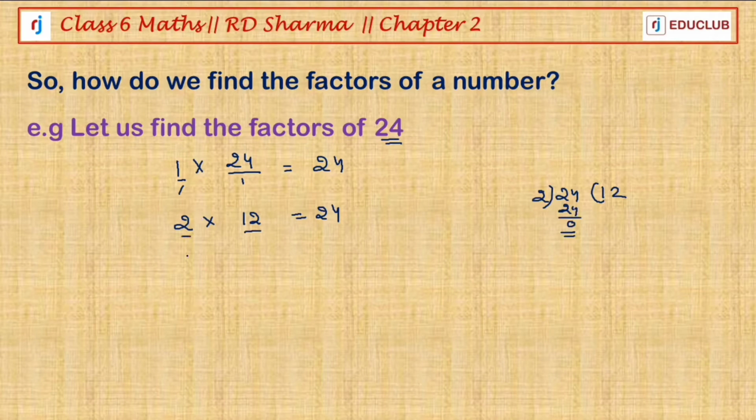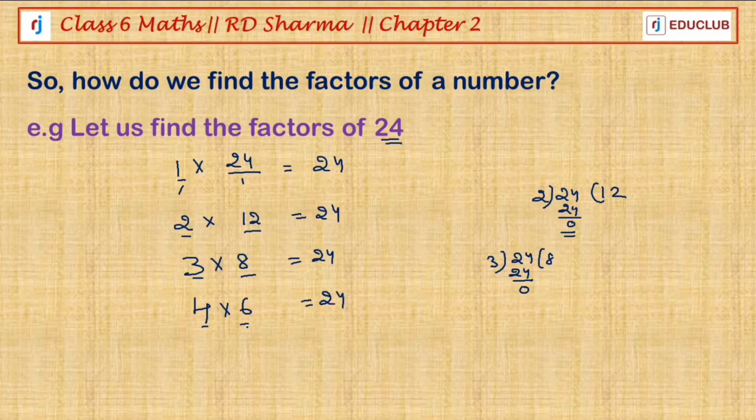Next is 3 into 8 is equal to 24. In the same way, 24 divided by 3 gives 8 as quotient and remainder 0. So 3 and 8 are its factors. Next we'll go ahead with the next number 4. 4 into 6 is equal to 24. Therefore 4 and 6 are its factors.